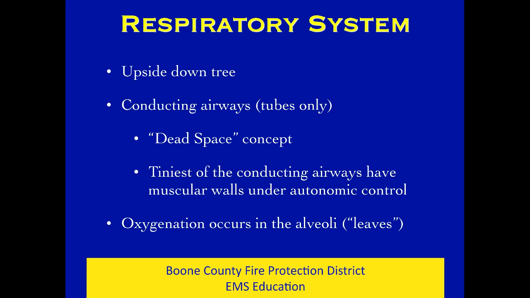And then remember that the only place that oxygenation actually occurs is in the alveoli. The leaves on the tree have to get the air. It doesn't do any good for us to get air just into the limbs and the twigs. It's got to get all the way to the leaves, because there is no gas exchange that's going to occur until you get to the alveoli. And so that's this dead space concept. Dead space means that you're only ventilating the conducting airways. You're not actually ventilating the alveoli. And so dead spacing is something for us to consider as we go through some of this.